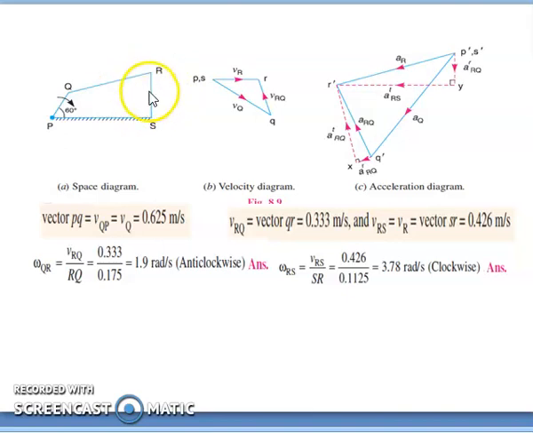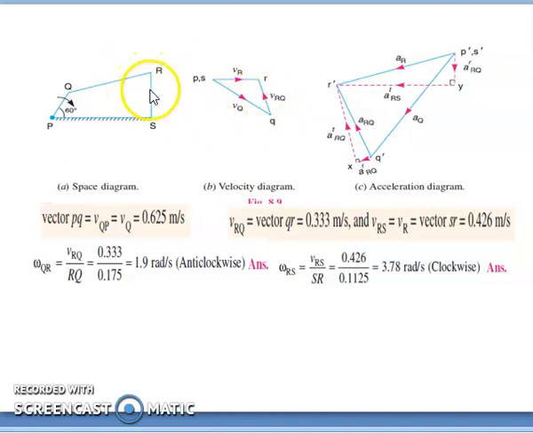This will be the direction of RS. Now to find out the point R, you know that the R point is going to rotate with respect to S. So here again you have two components. One is the radial component.